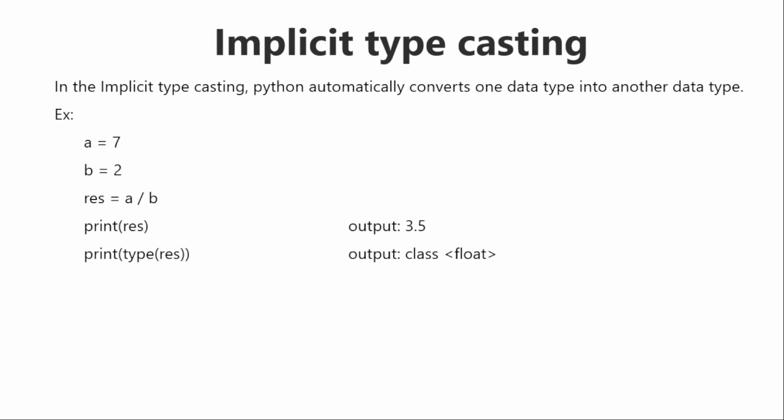So, implicit typecasting. In implicit typecasting, Python automatically converts one data type into another data type. This is known as implicit typecasting. I have given an example here: a is equal to 7, b is equal to 2. When you divide 7 by 2, you will get a value of 3.5. As both the values are integers, on dividing, it will automatically convert into a float value. This is known as implicit typecasting.